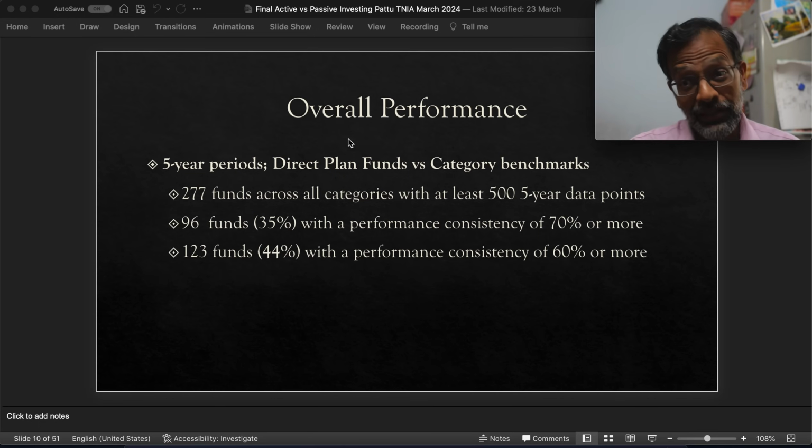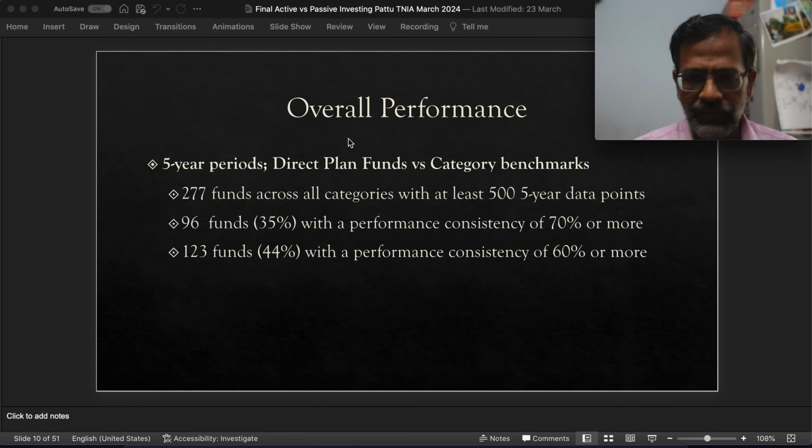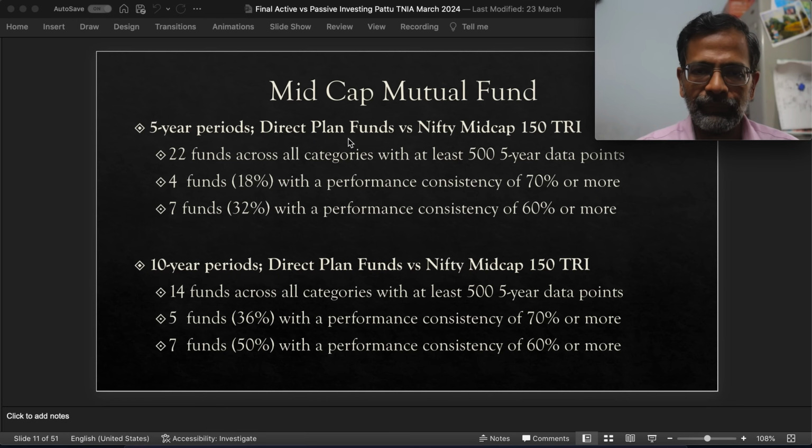Over 5-year periods, now you can use direct plans. There are 277 funds, again with 500 return data points as the minimum criterion, because if you have too few, then the history is also less. Only about 35% to 45% of the funds have a rolling return consistency of 60 to 70%. So that's again very poor performance. Whether you take 10 years or 5 years, it is very poor performance across all categories.